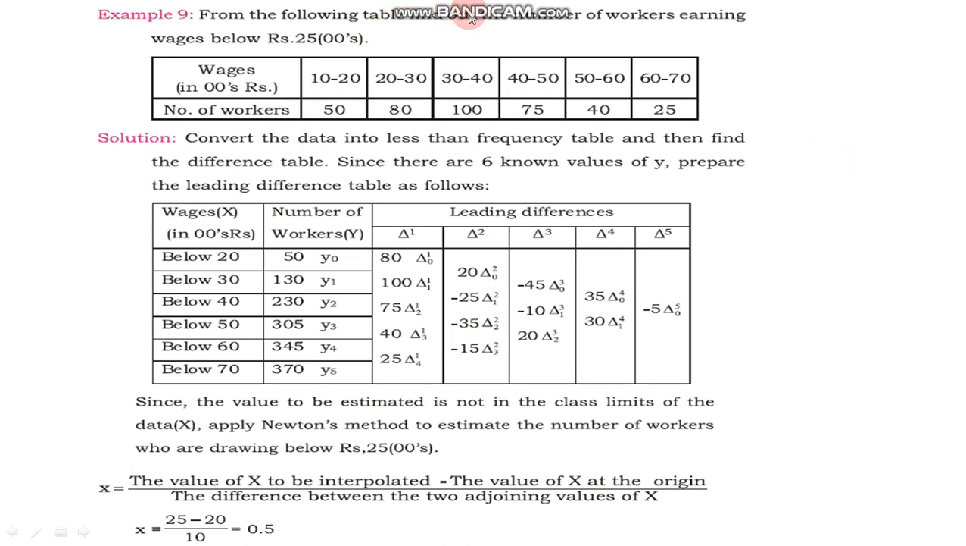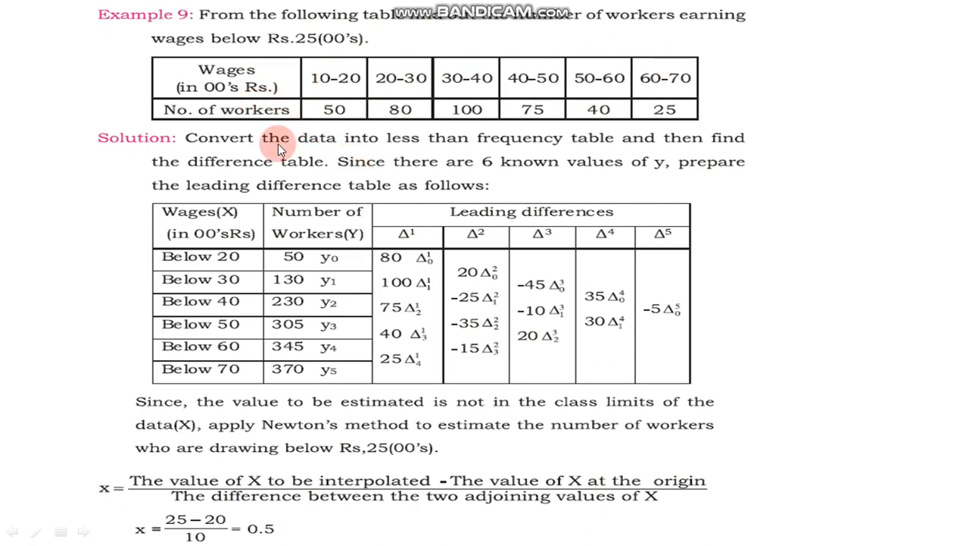From the following data, find out the number of workers earning wages below rupees 25. We can consider this as 2500, but we consider 25 only. Compared to the last two problems, this is quite different. We'll go slowly, no need to worry. The x column is wages and the y column is the number of workers. The class intervals are given here.